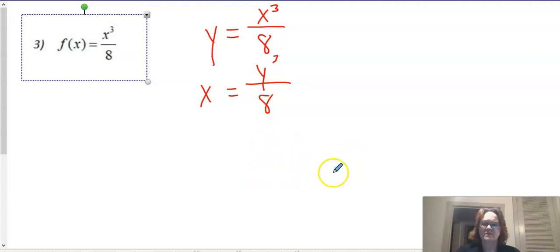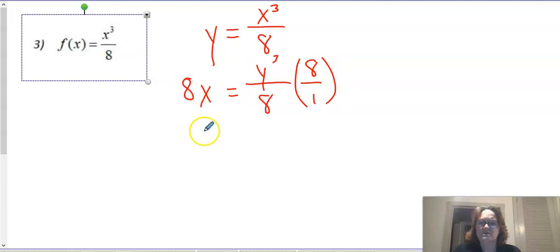If you're having trouble with this, what you need to do is think to yourself, okay, y was cubed and then it was divided by 8. Well, how do I undo divide by 8? I multiply times 8. So if I multiply times 8 over 1 here, and I multiply times 8 over here, I get 8x. And then these cancel out and I have y cubed.